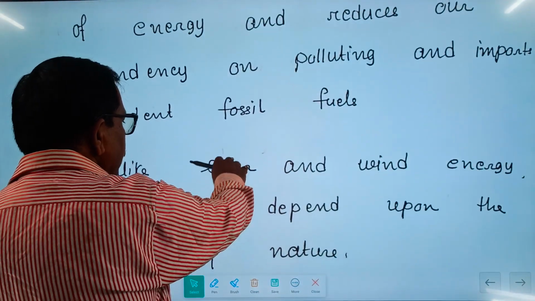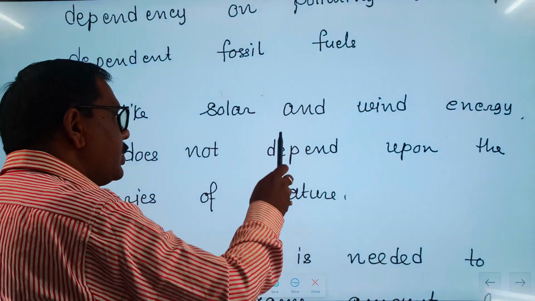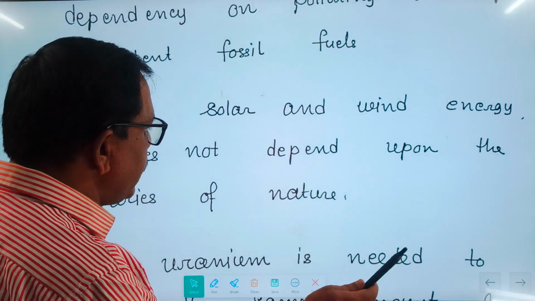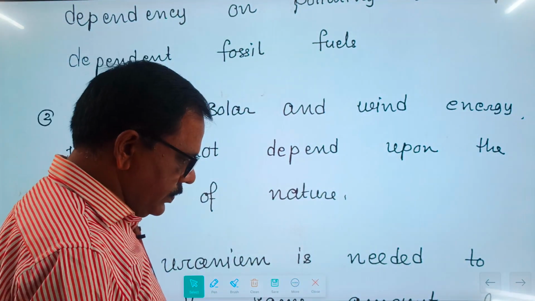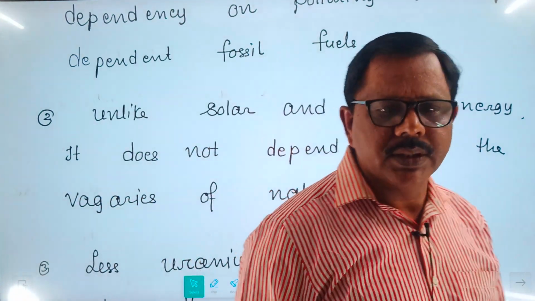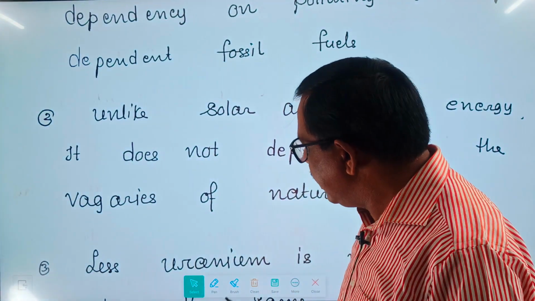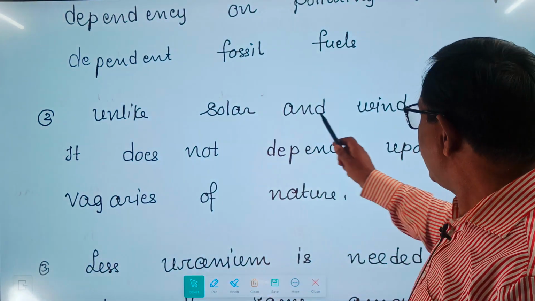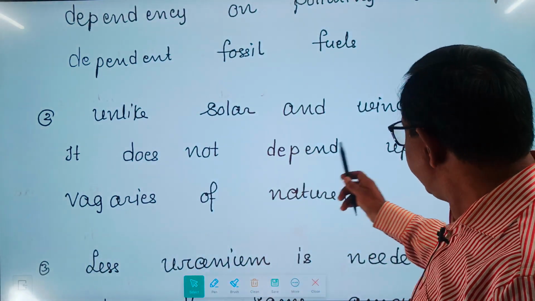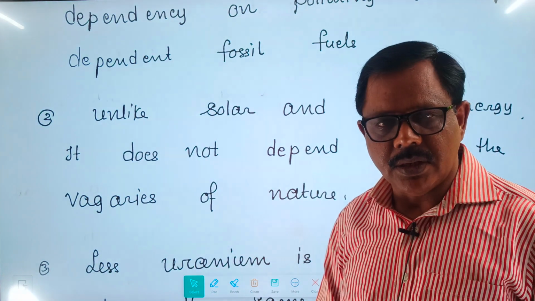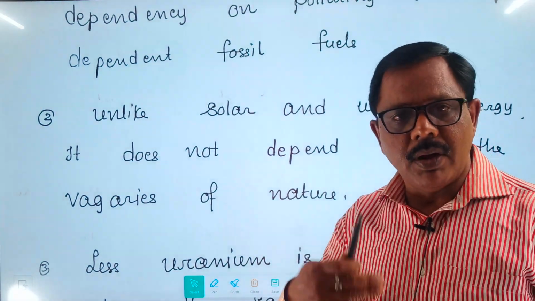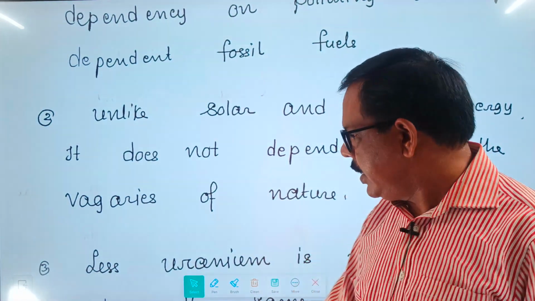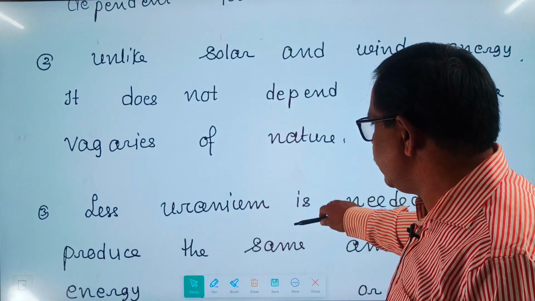Unlike solar and wind energy, it doesn't depend upon the vagaries of nature. There is a word over there, vagaries. Vagaries means irregularities, in Hindi aniyamitata. So unlike solar and wind energy, it doesn't depend upon the vagaries of nature. You are writing about the advantages of nuclear energy as per the demand of the question.